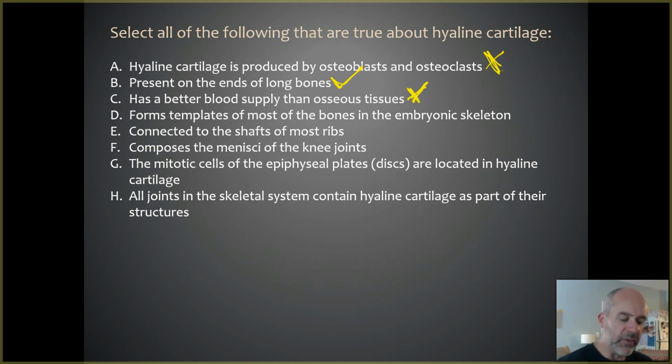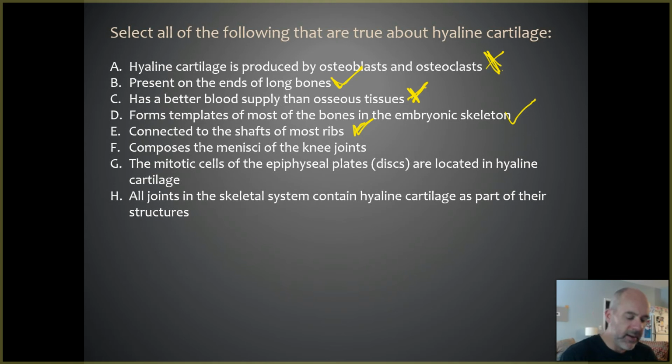Forms templates of most of the bones in the embryonic skeleton. That's true. When the skeleton is developing, when you're an embryo and a fetus, most of the bones in the body start out as hyaline cartilage templates, and then they go through that endochondral ossification process to become bone tissue or osseous tissue instead of cartilage. Connected to the shafts of most ribs, your rib cartilages, yes, those are composed of hyaline cartilage.